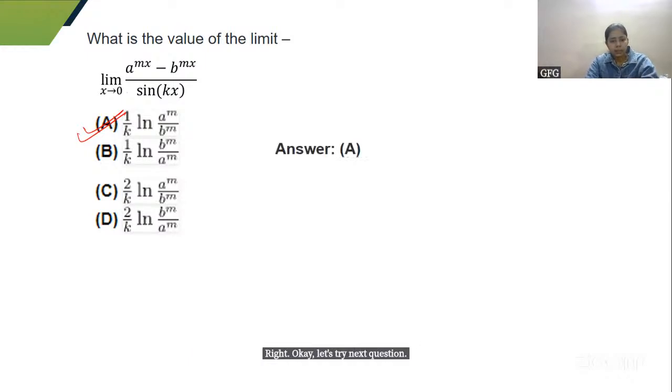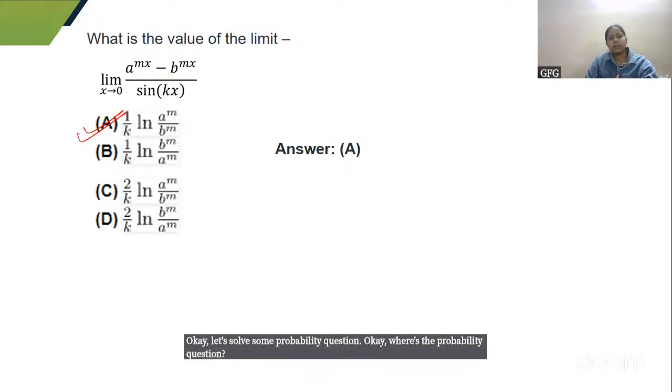Okay. Let's not solve limit questions now. Let's solve some probability questions. Okay, where's the probability question?